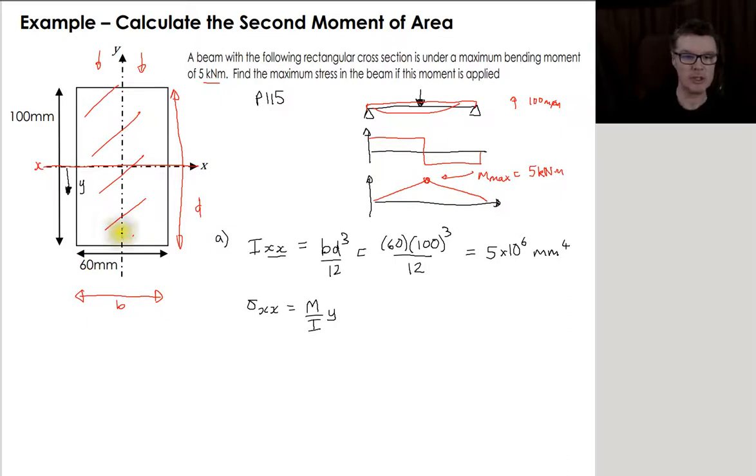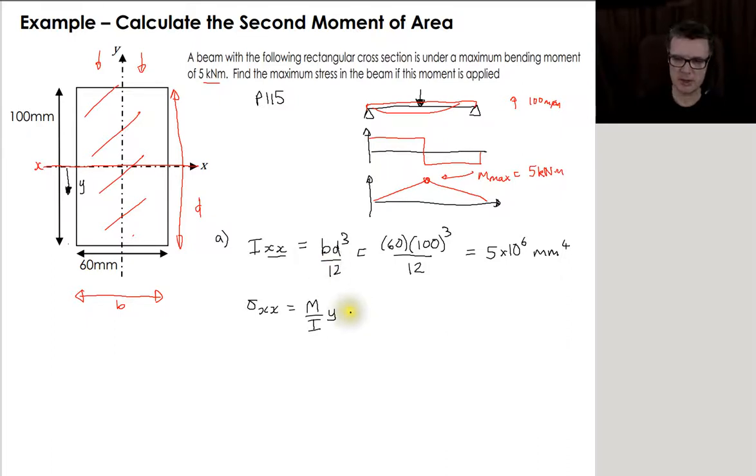So if y is pointing downwards, we're looking for the maximum. The maximum doesn't imply whether it's positive or negative, but we'll take the positive because we're going to get either result. If y goes all the way down to the bottom, that would be 50 millimeters. If I take y going to the top, we get minus 50 millimeters. So either way, the maximum stress will be either a tensile stress or a compressive stress, and they have the same value, which is what you expect for a symmetrical cross-section.